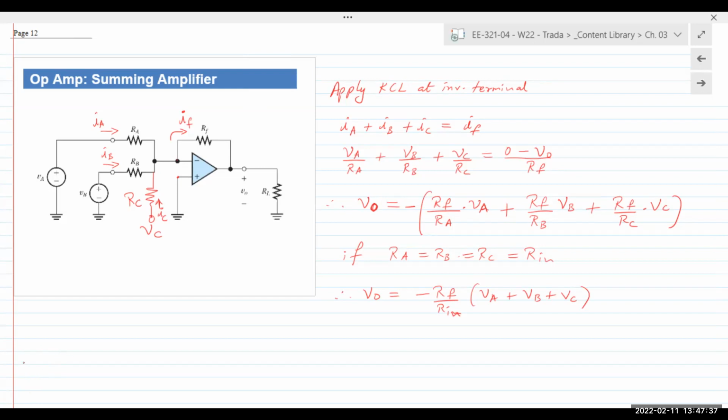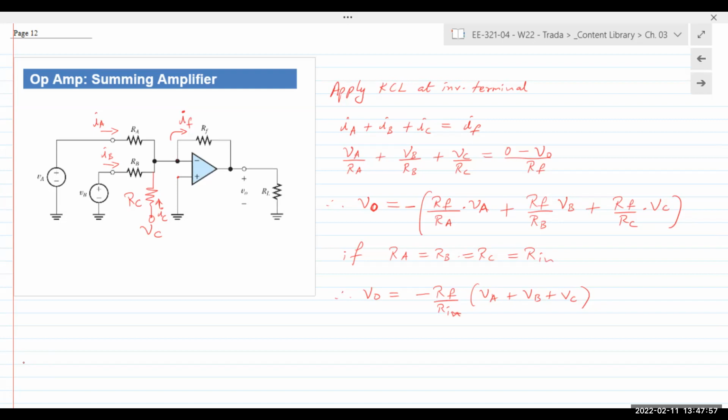Okay, so that's how this works as a summation amplifier. You simply connect 2 or more inputs at that terminal, and it would work as a summing amplifier. That's actually one of the earliest uses of op-amps. They were used for summation of signals.